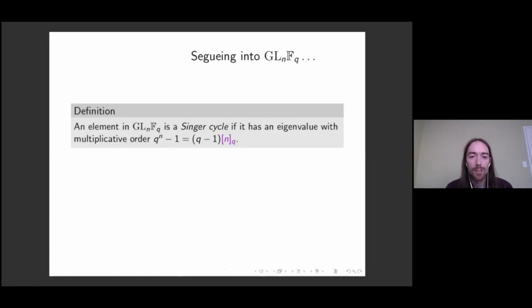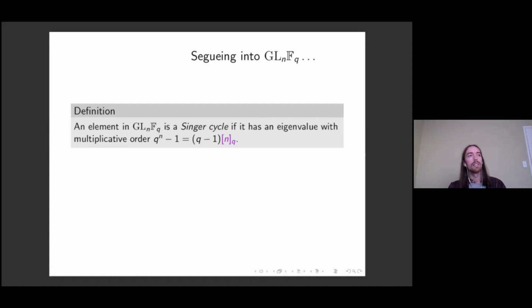So let's think about an element in GL n F_q and call it a Singer cycle, which has come up more recently in the literature than the 80s. And this has been thought in the last few years of as an analog of the n cycle. One way to define a Singer cycle is to just check that it has an eigenvalue with multiplicative order q to the n minus 1. And one suggestion, I'll talk later about why I find this a compelling analog of an n cycle.